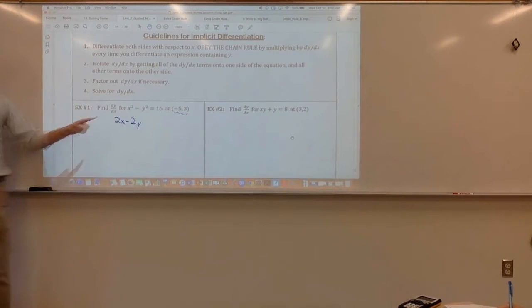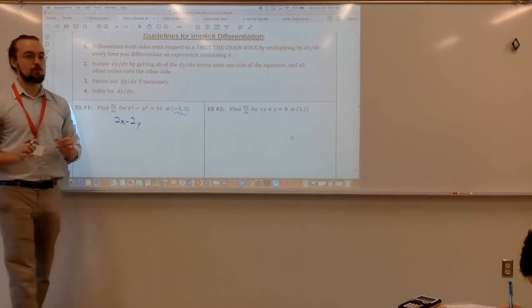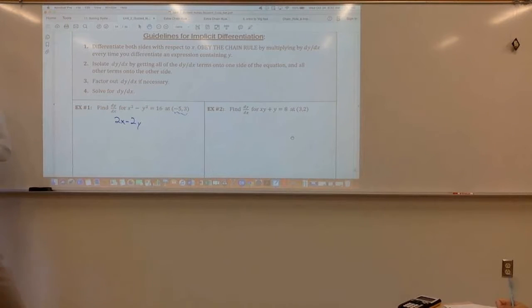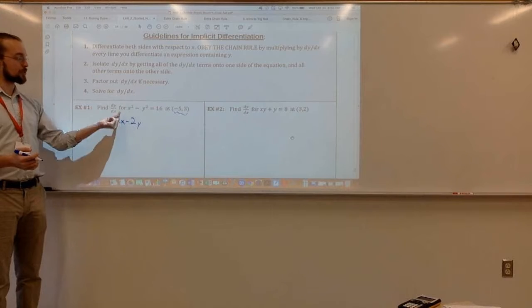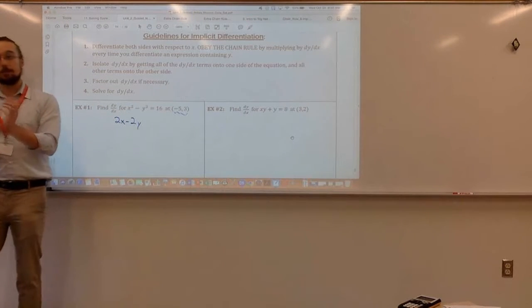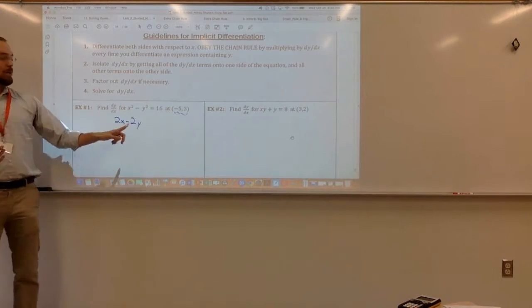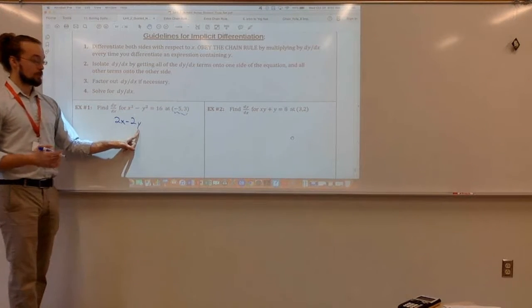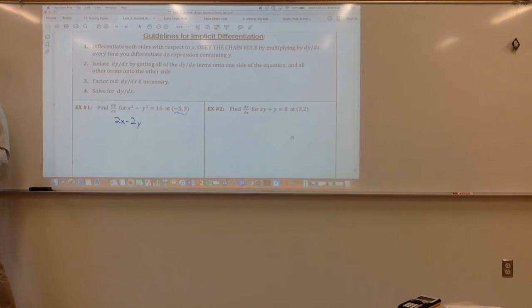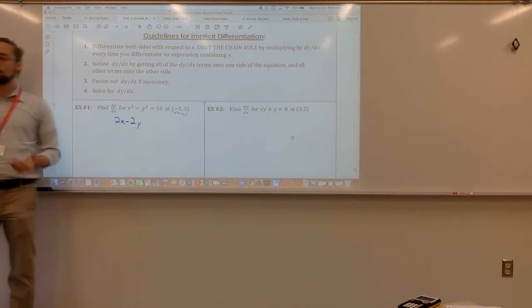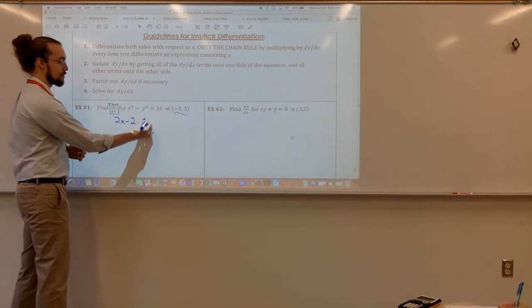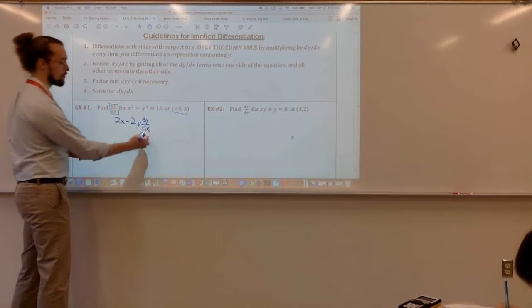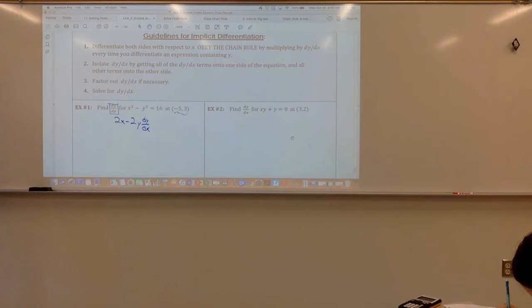But whenever I take the derivative of y, I have to apply chain rule. Right here, we did apply chain rule. Right? The derivative of x squared is 2x, then times the derivative of x, which is just 1. Whenever I do that for a y, the derivative of y isn't just 1, it's y prime. Or we're going to use this notation, dy dx. So whenever we take the derivative of a y, we have to tack on a dy dx.